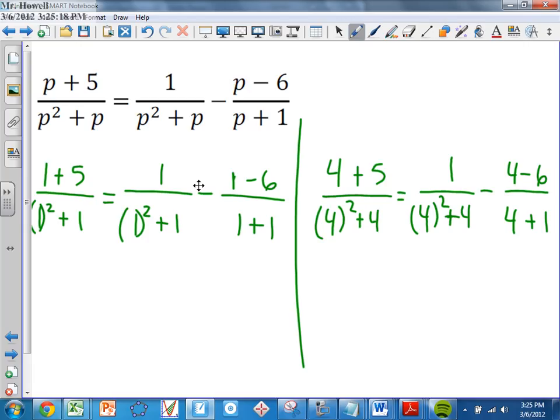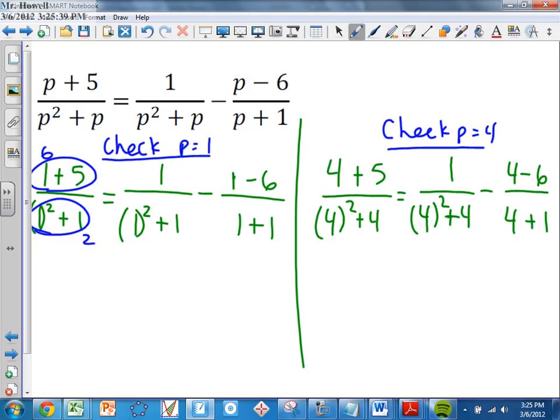So these are my 2 checks. On the left, we're checking P equals 1 to make sure that's right. And on the right, we're checking P equals 4. If you want to, go to your calculator, type it in, see what you get. I'll do it for you, though. This becomes 6 over 2.